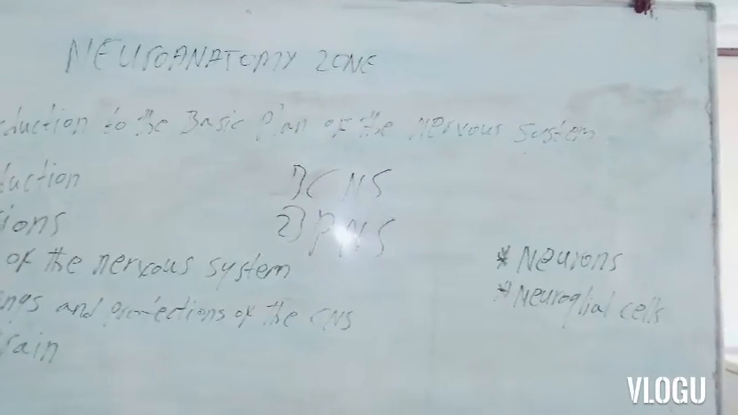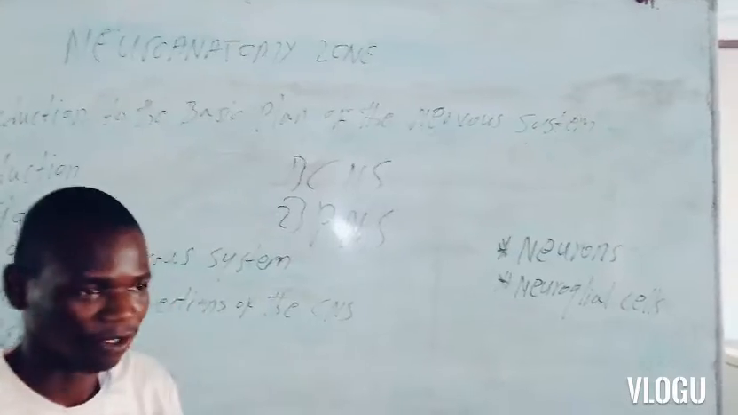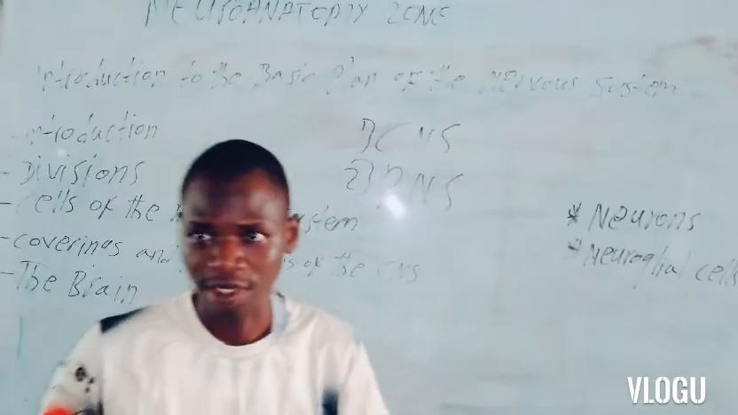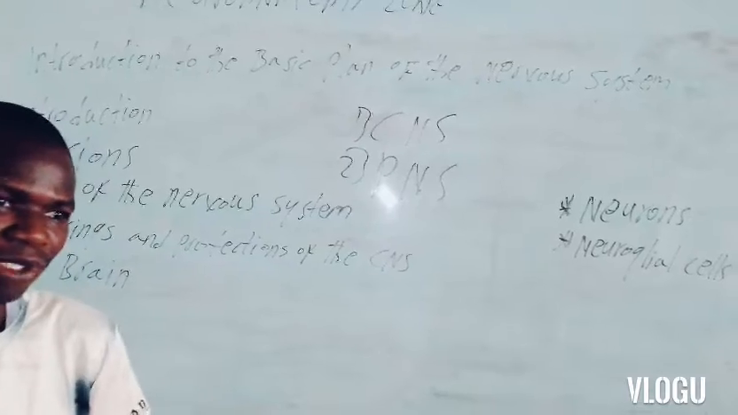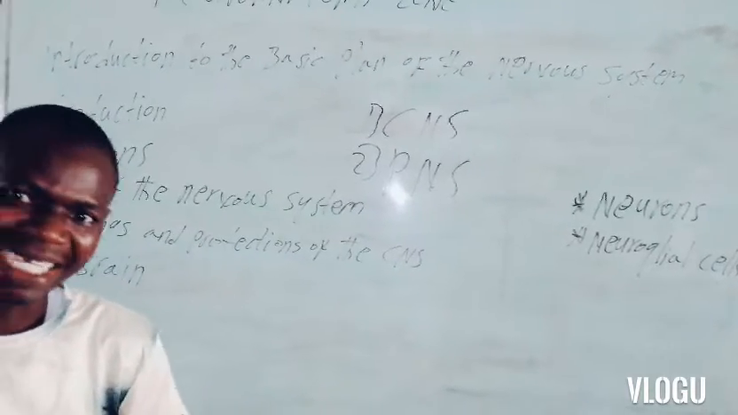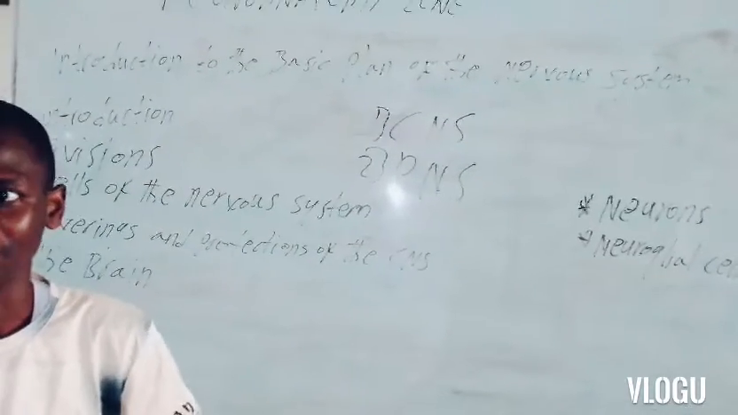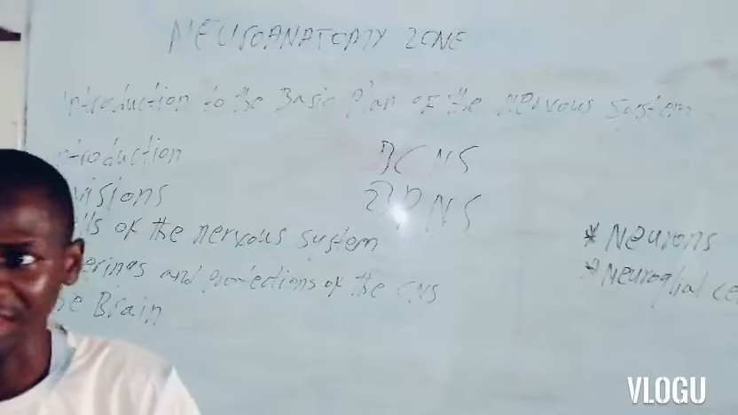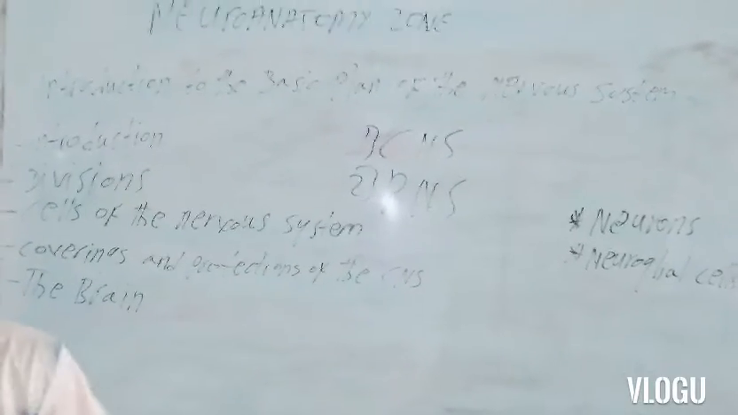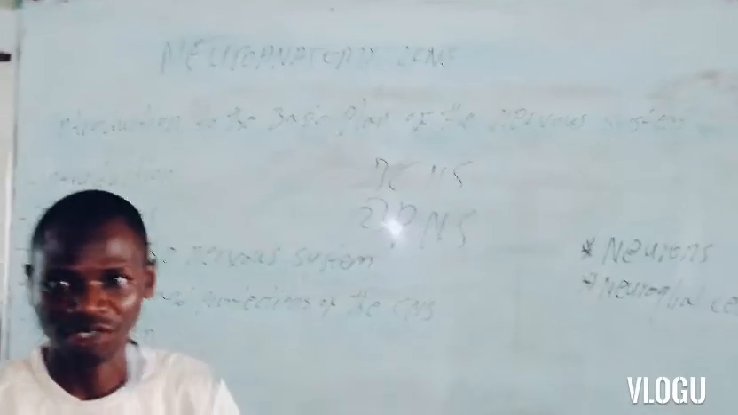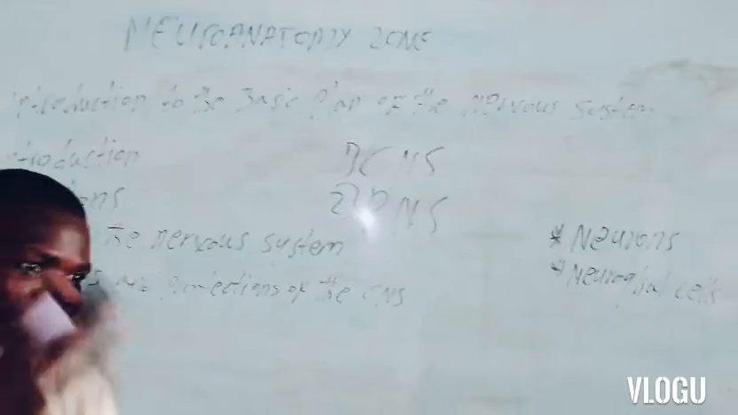The central nervous system is made up of the brain and the spinal cord. It is responsible for impulse integration, processing of impulses, logical reasoning, thinking, intelligence, movements, basically all executive functions. That's where impulses are integrated.